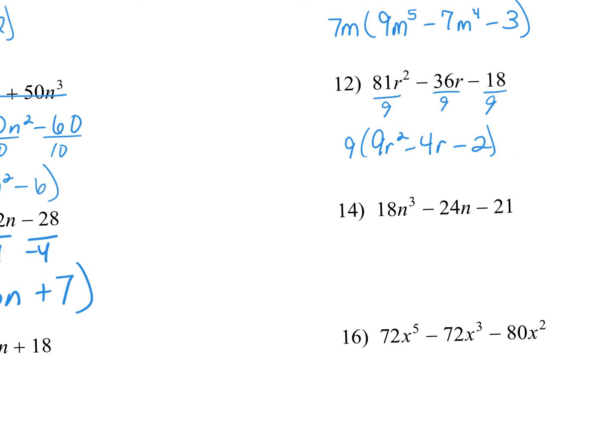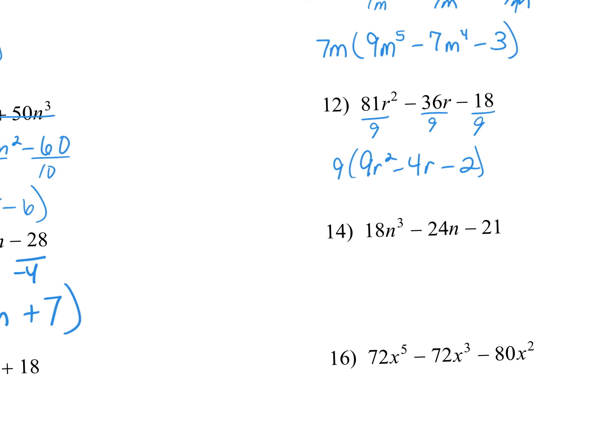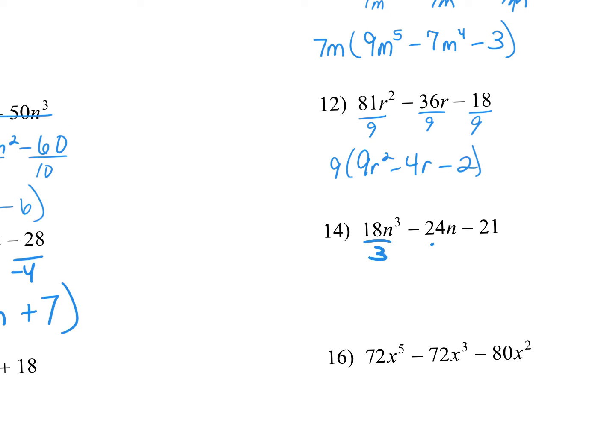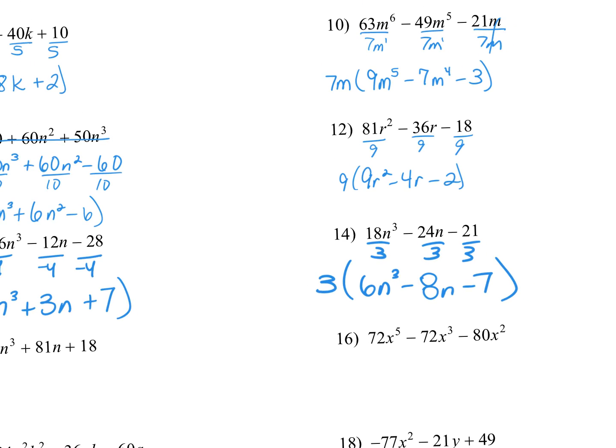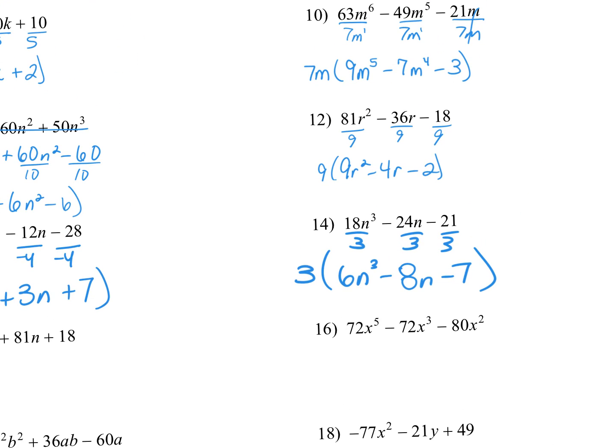What can I take out of 18, 24, and 21? 3. Very good. So 3, 3, 3. Remember, we always look for the GCF first before we try anything else. So 18 divided by 3 is going to give me 6n cubed. Negative 24 divided by 3 is going to give me 8n. And then 21 divided by 3, minus 7. Just because the numbers get bigger, guys, doesn't make your problem any harder.